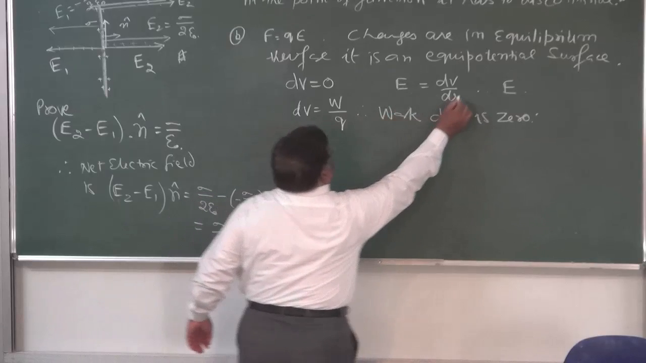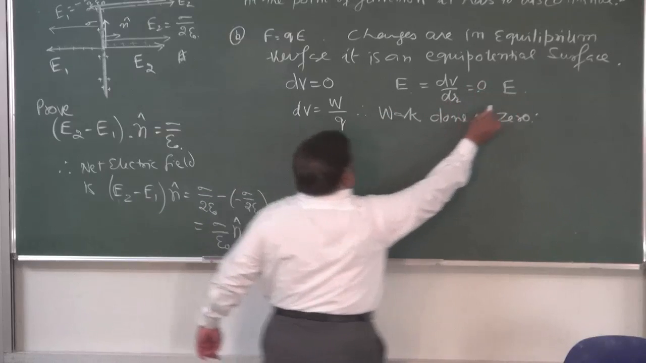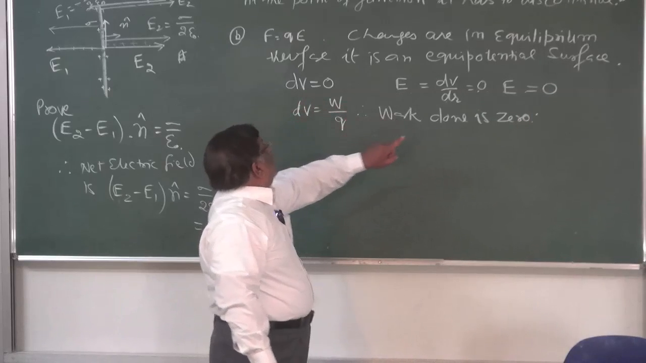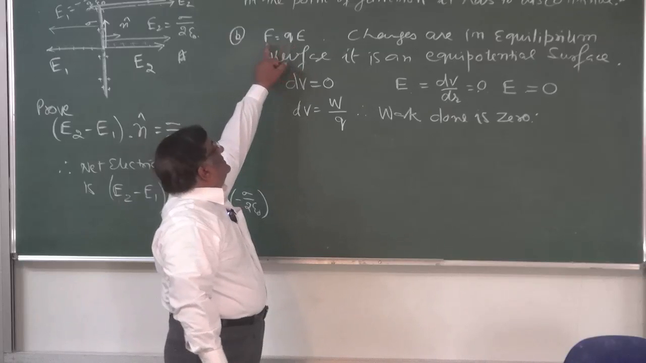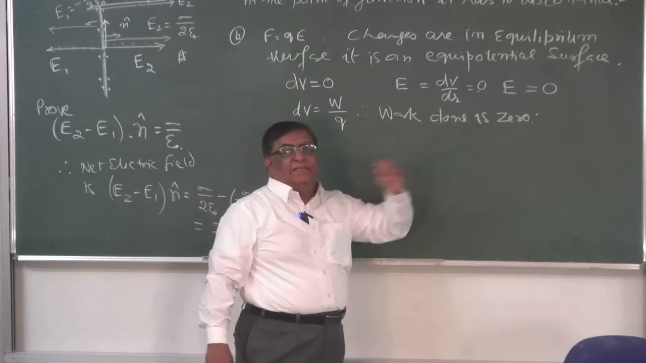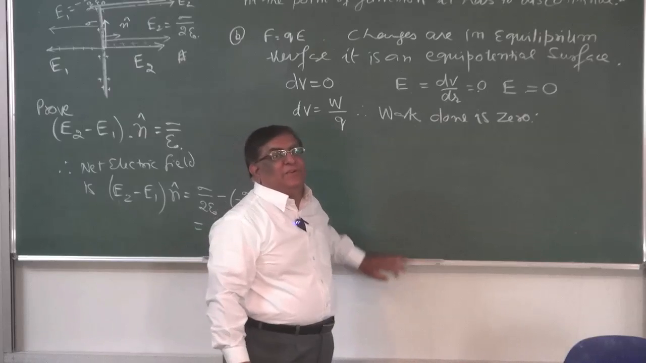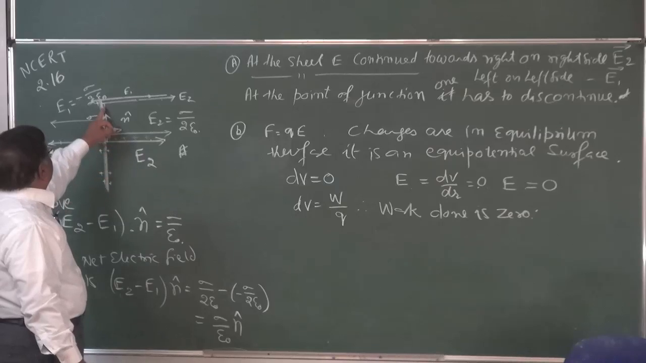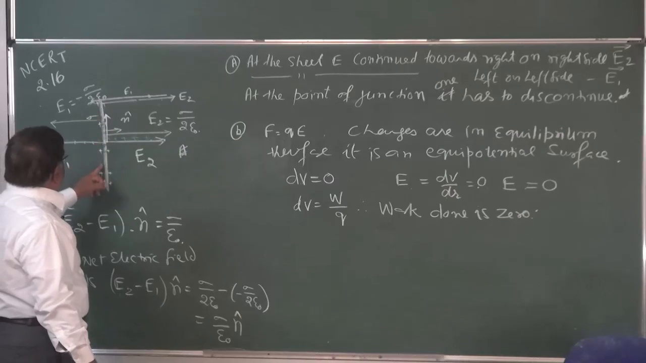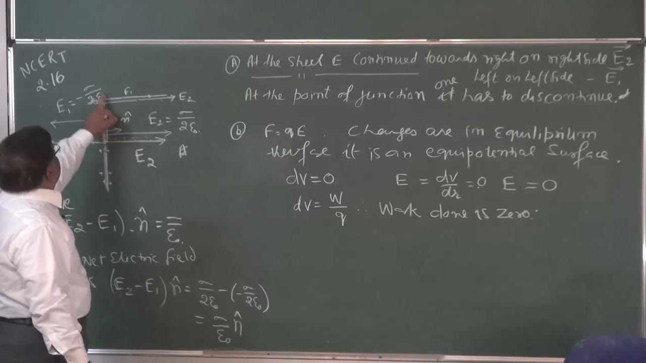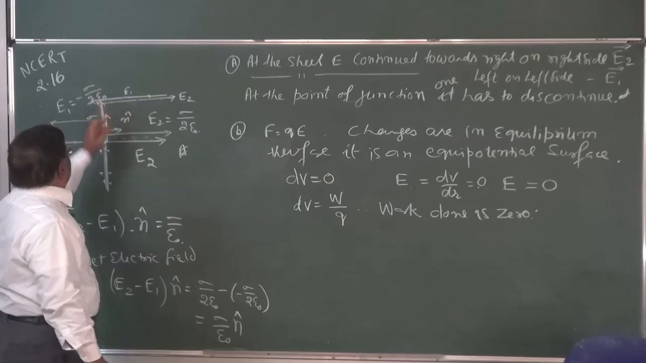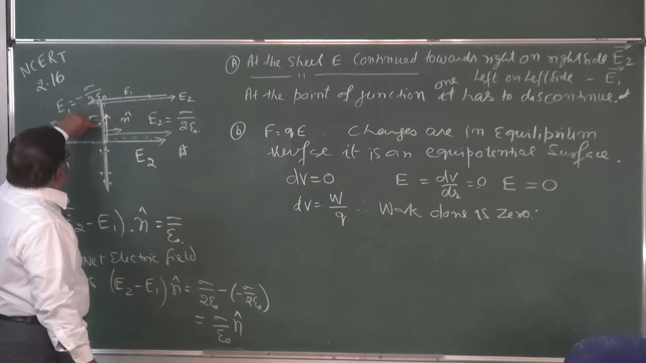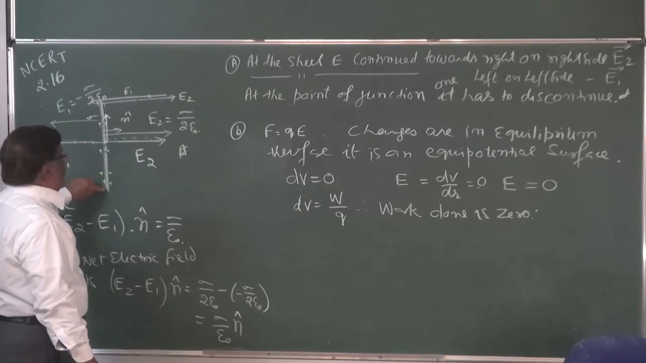From here, E is equal to 0. So if E is equal to 0, then how much is force? 0. If force is 0, then work done is 0. And where is this 0 value? That is along the surface. So along the surface it is 0, 0, 0, 0. That means all along it is 0, whether you go here or here. If you start from here, it is 0, 0, 0.